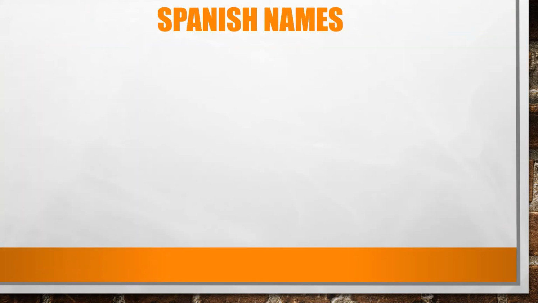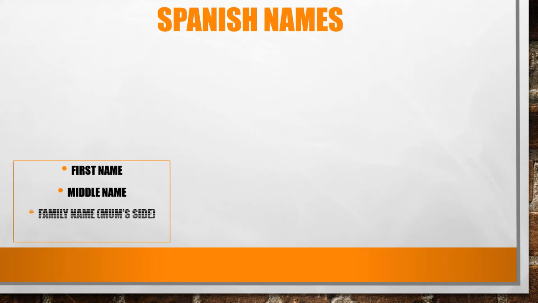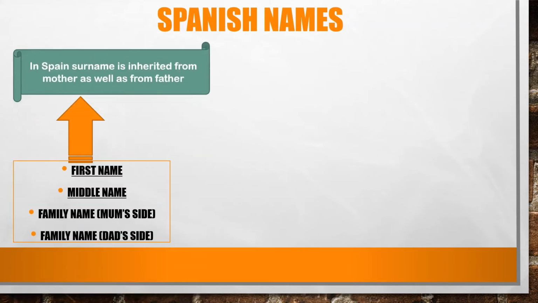So what's the particularity of Spanish names? Just like in English, they have first name, they have middle name, but they have two surnames. They have family name inherited from mom and family name inherited from the dad side. So every Spanish citizen has two names and two surnames that you need to remember.